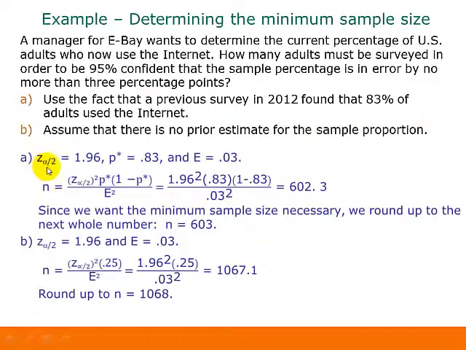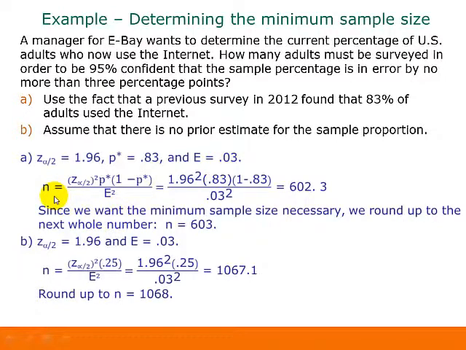So for part A, we already found a critical value for 95% confidence interval is 1.96. In this one, we're using our prior estimate of 83% or 0.83. And our margin of error that we want is 0.03. That comes from up here where we said we wanted the sample percentage to be in error by no more than 3 percentage points. 3 percentage points is saying 3% for our margin of error. So again, we have to convert that to decimal form.